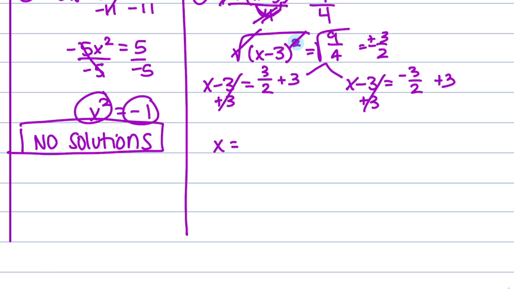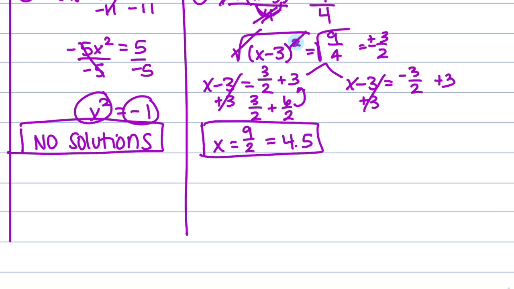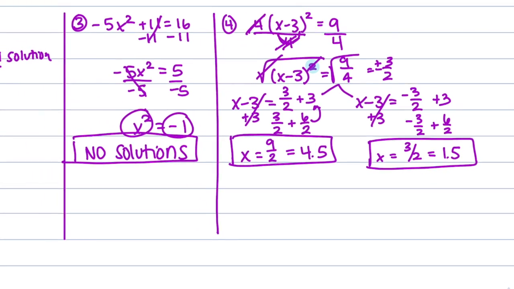Now if I want to add and I have one that's a fraction, I need a common denominator. So let's make that 6 over 2 because that's equivalent to 3. And then I can add and I get 9 over 2, which we can also say is 4.5, right? And then over here we're going to do the same thing. So negative 3 over 2 plus 6 over 2, that's positive 3 over 2, which is the same as 1.5. So those are my two solutions.